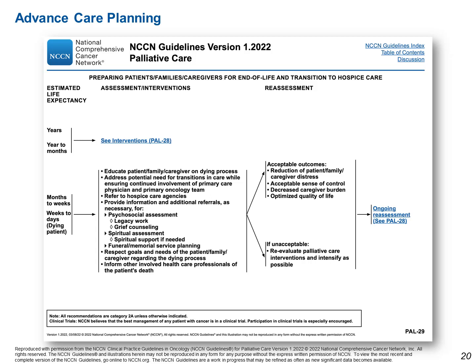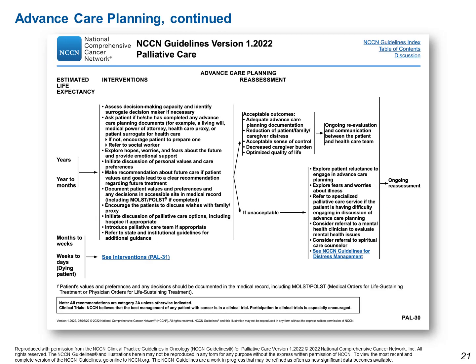Respect goals and needs of the patient or family or caregiver regarding the dying process. Inform other involved healthcare professionals of the patient's death. And with the dying patient, acceptable outcomes are reduction of patient and family caregiver distress, acceptable sense of control, decreased caregiver burden, and optimized quality of life. If hospice is unacceptable, reevaluate palliative care interventions and intensify as possible with ongoing reassessment.